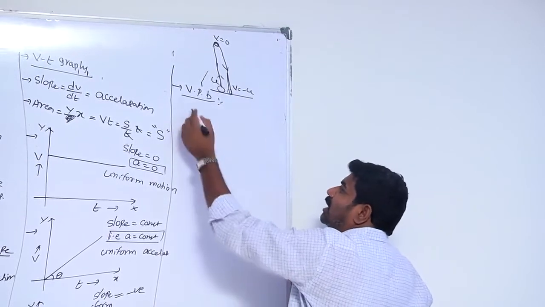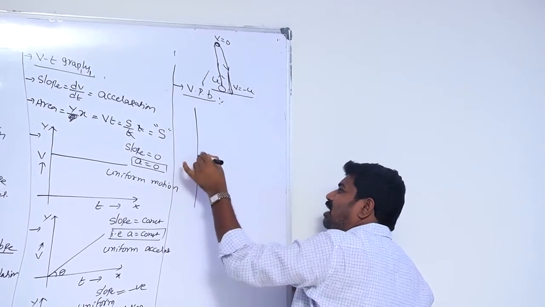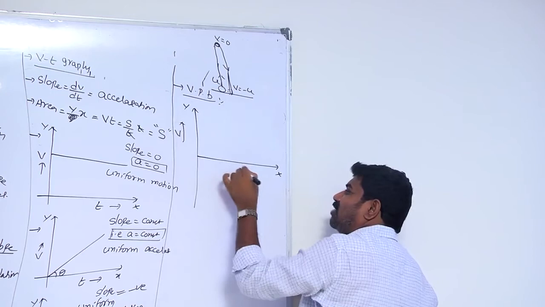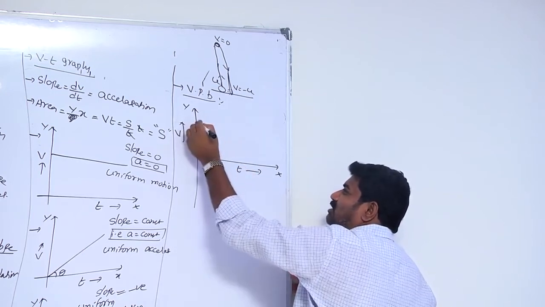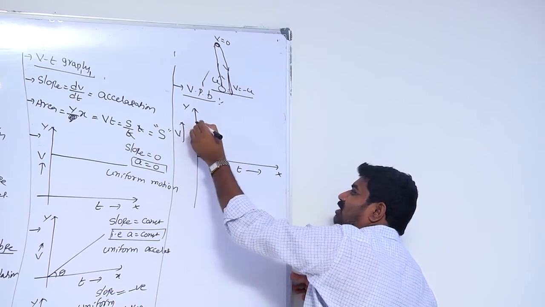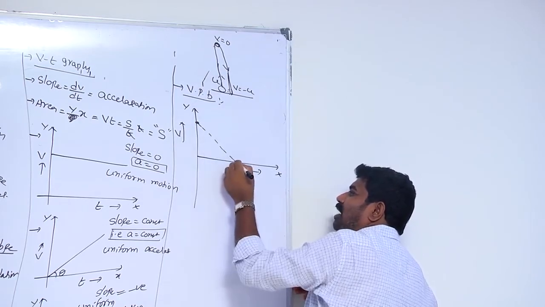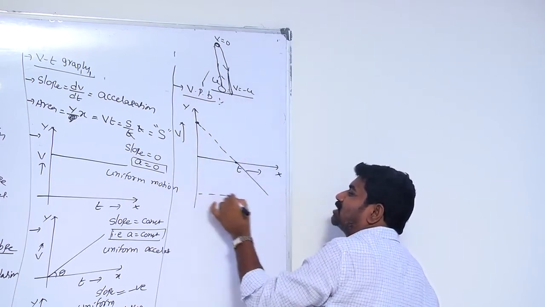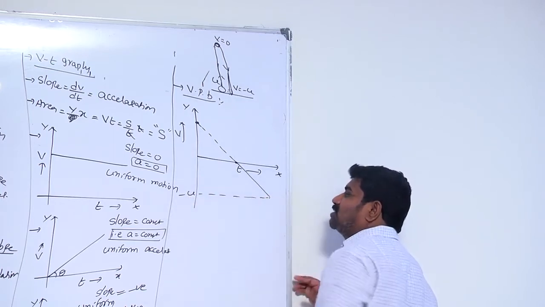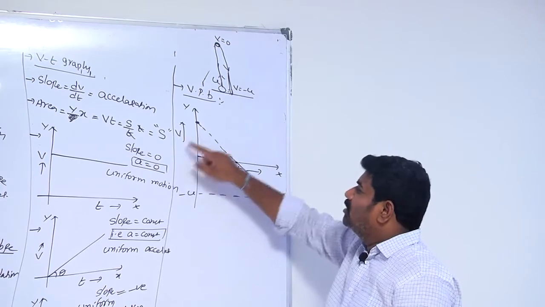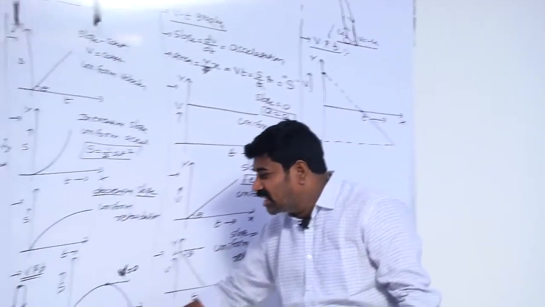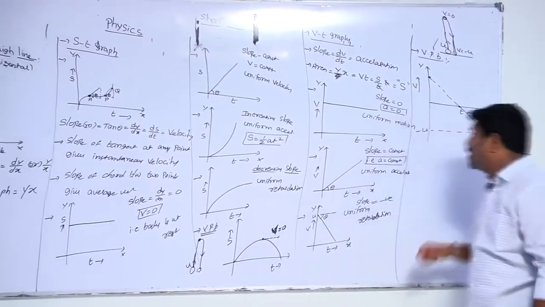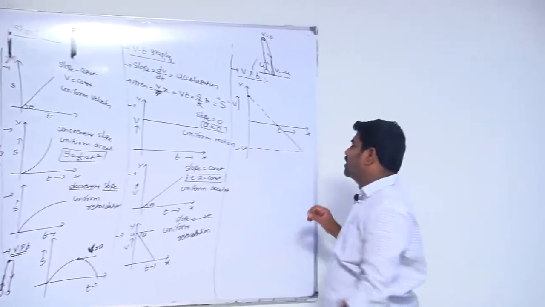So here is the velocity-time graph, x-axis and y-axis. Velocity is taken along the y-axis, time along the x-axis. Initially the velocity is highest, and it gradually decreases, so this is uniform retardation. Velocity becomes 0 at maximum height. After that velocity increases, but in the opposite direction, here minus u. This is the vertically projected body velocity-time graph. This is the vertically projected body displacement-time graph, and this is the velocity-time graph.